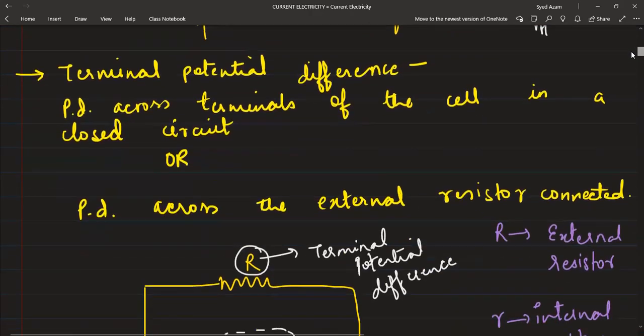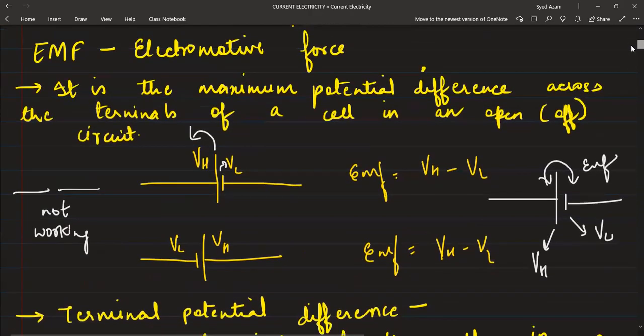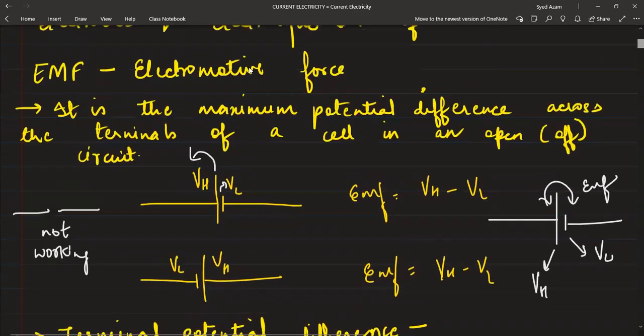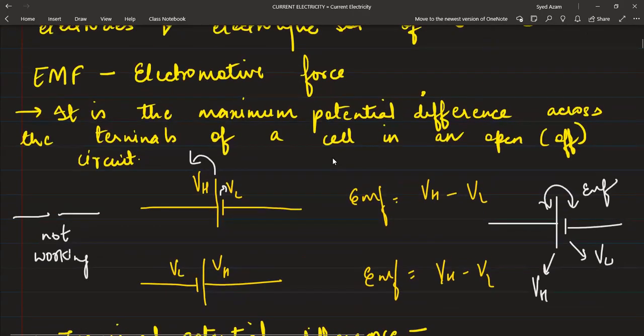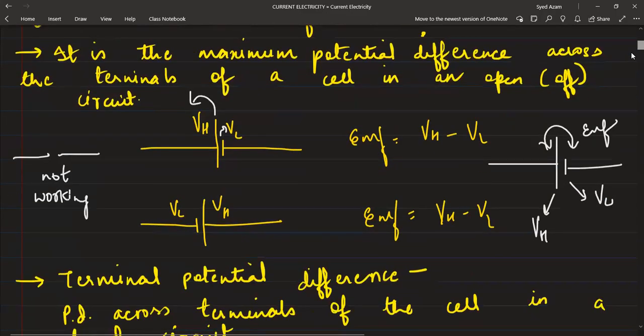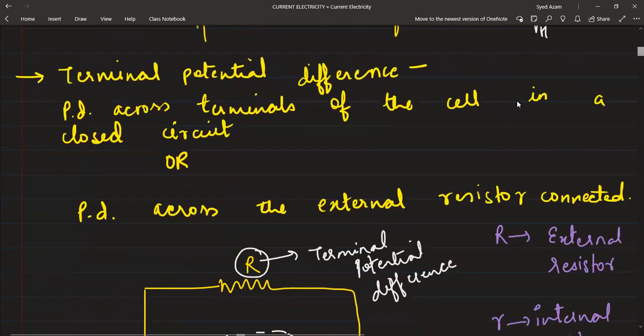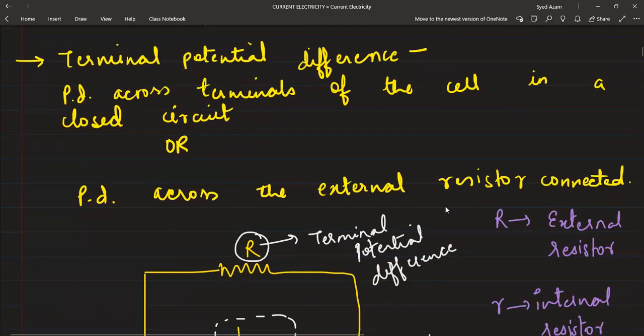Now, what's the difference between the terminal potential difference and an EMF? Basically, you can remember that EMF occurs within the internal resistance. The potential difference of the internal resistance will be given by the EMF, whereas the potential difference across the external resistor will be given by the terminal potential difference. Or you can simply say that terminal potential difference is the potential difference that occurs in a closed circuit. So just the opposite of EMF is your terminal potential difference. So it is the potential difference across the terminals of the cell in a closed circuit, or across the external resistor.